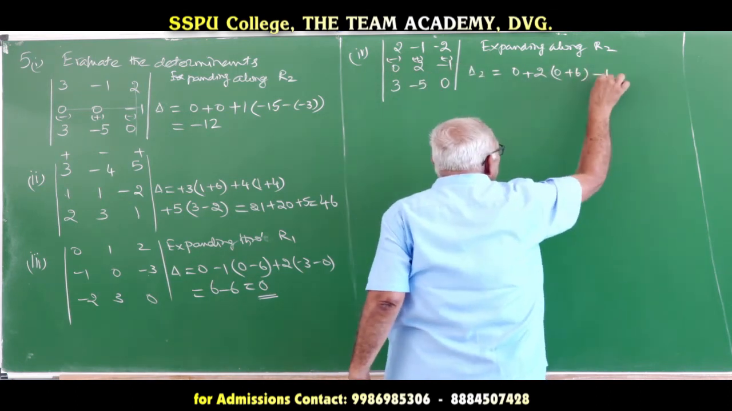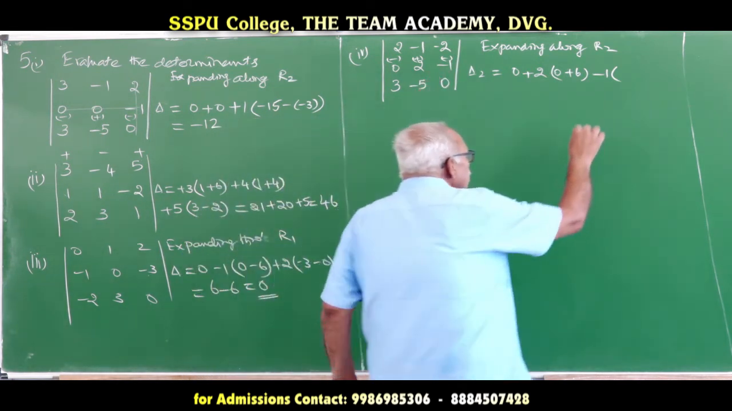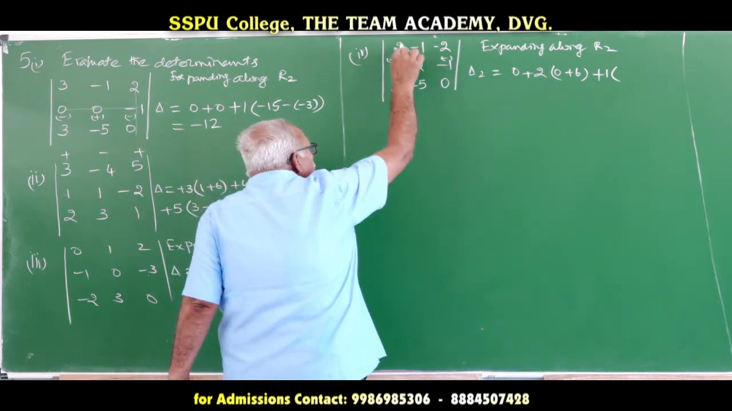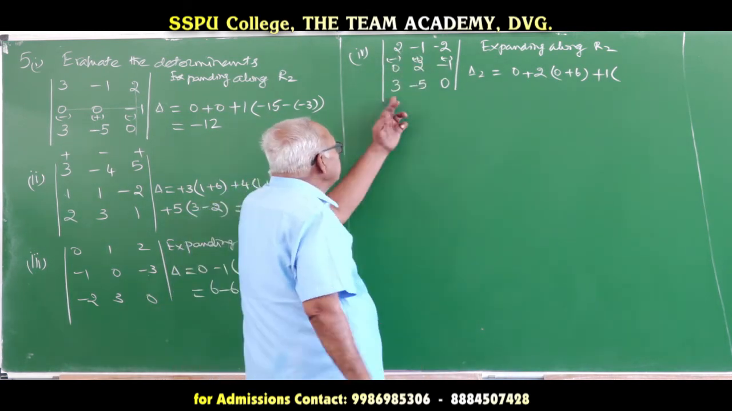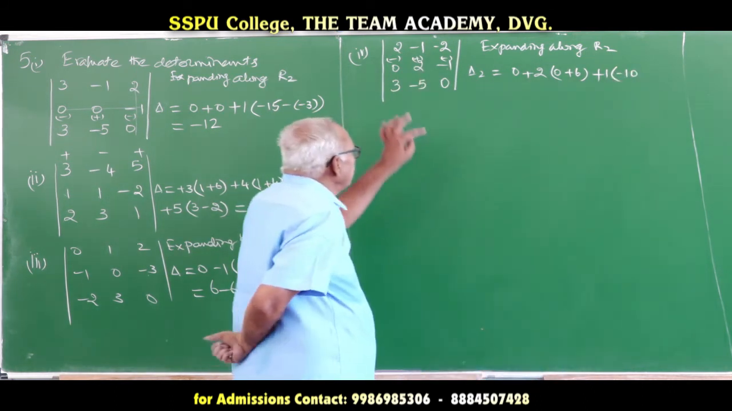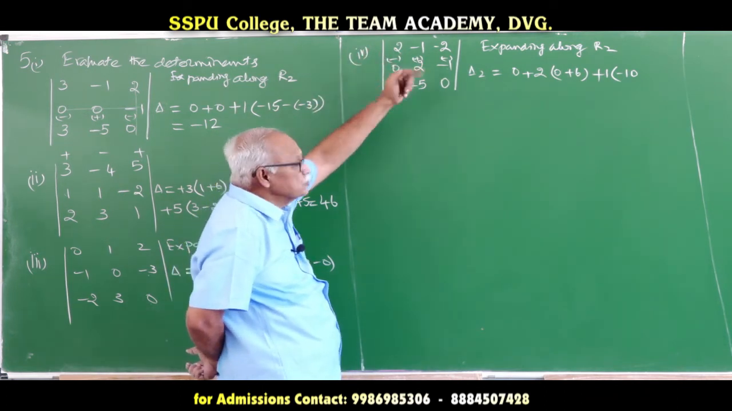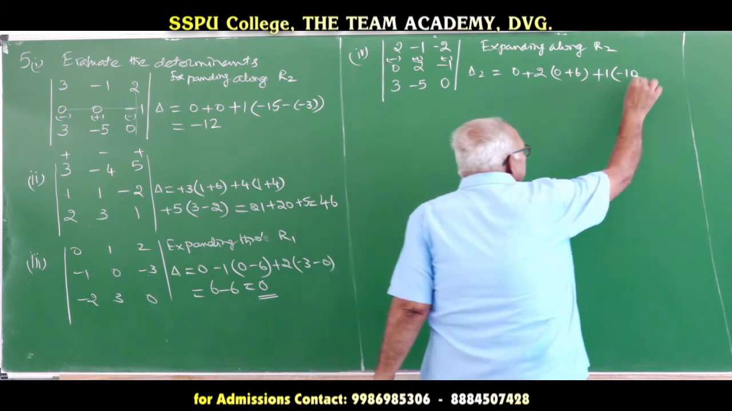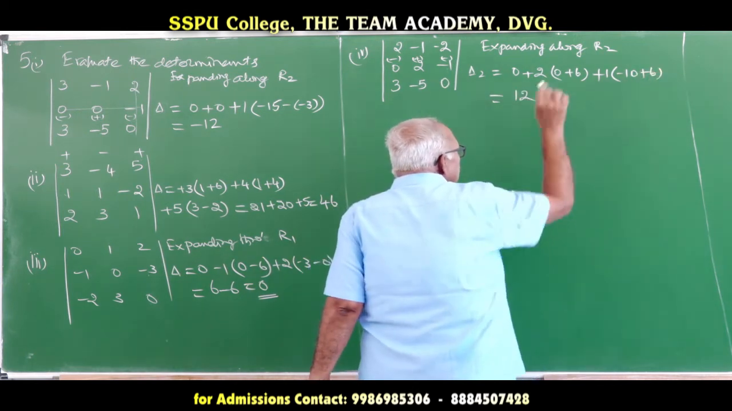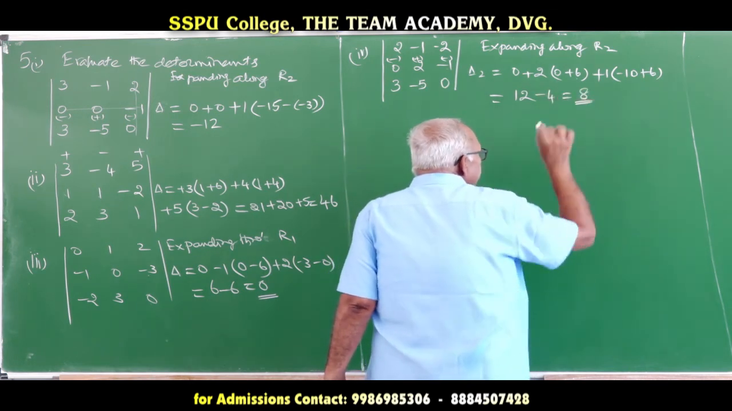Here only the plus sign we have to take. So, minus 1, here the minus sign is there, so you take plus 1. And 2 into minus 5 is minus 10, 3 into minus 2 is minus 6, but you have to take plus 6. So, this is 12 minus 4, which is equal to 8.